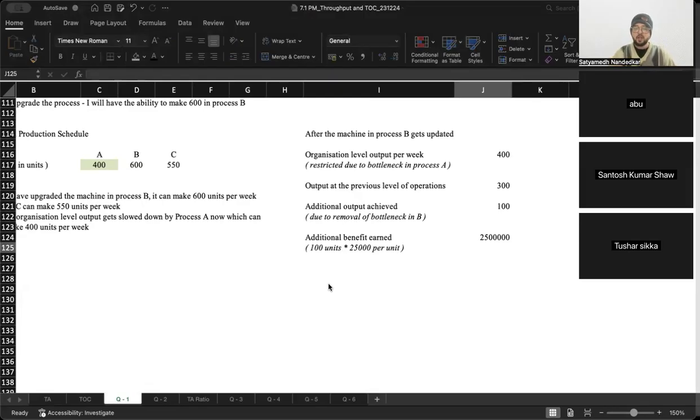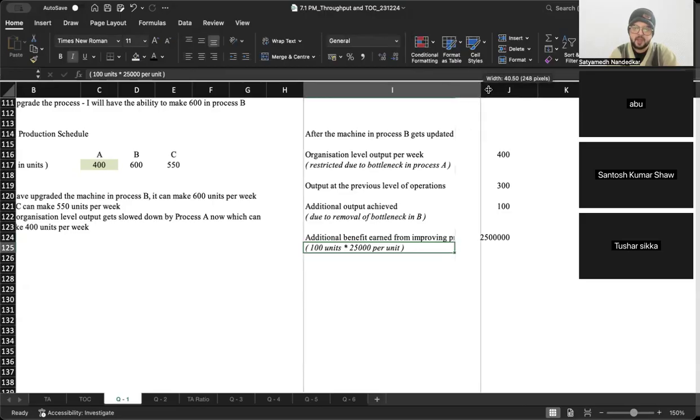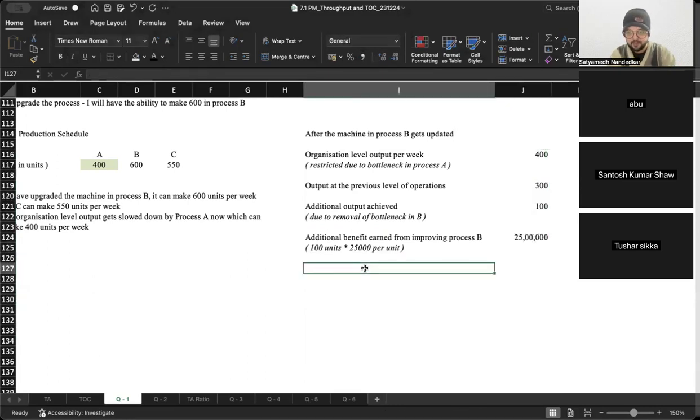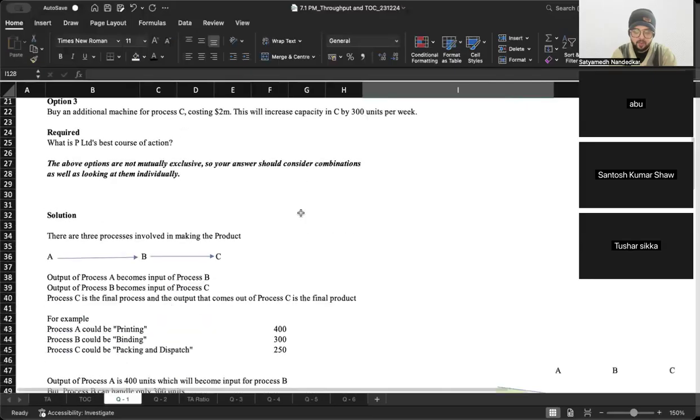Now, what is the additional cost? This is the additional benefit earned from improving process B. Additional benefit earned from improving process B is 25 lakh. And what is the additional cost incurred for improving process B? For improving process B, what is the additional cost? 1.5 million.